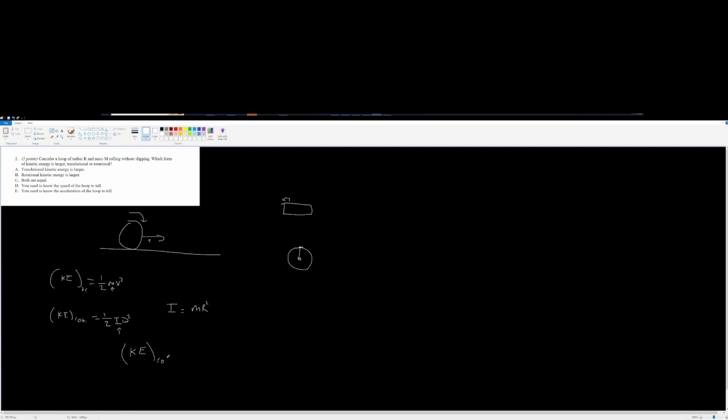But for this case, the rotational kinetic energy just equals 1/2 times I, which in this case is mr squared. And we know that omega in terms of r and v is v over r, so omega squared is v squared over r squared. These two r squareds will cancel here, and this equals 1/2 mv squared, which is equal to our translational kinetic energy. And because of that, we can choose option C, both are equal.